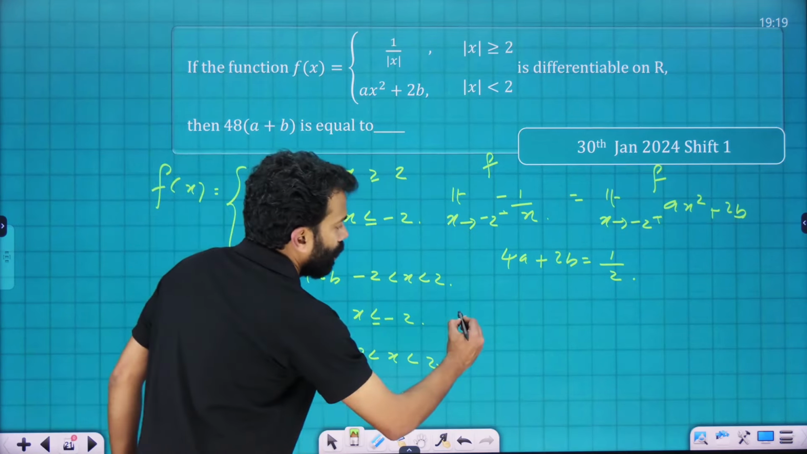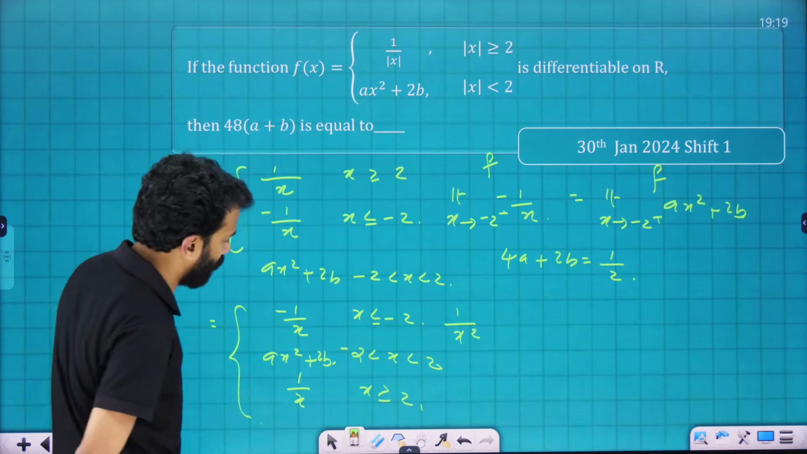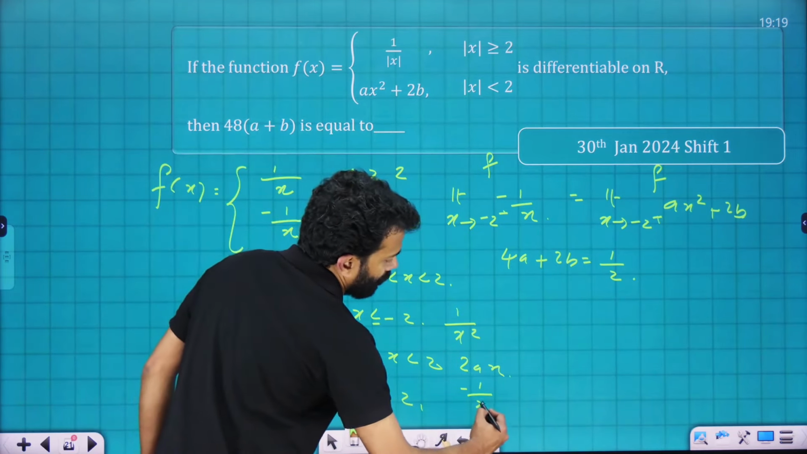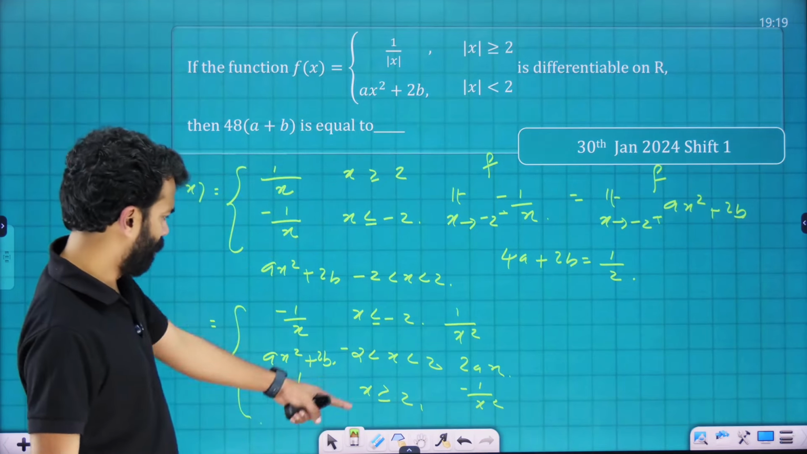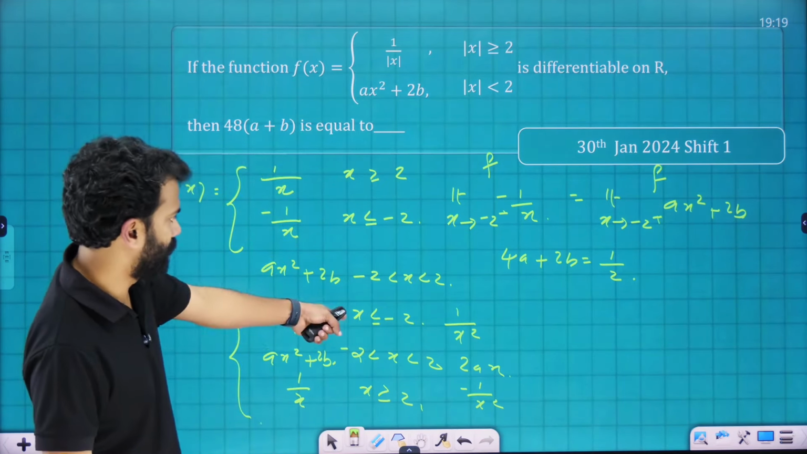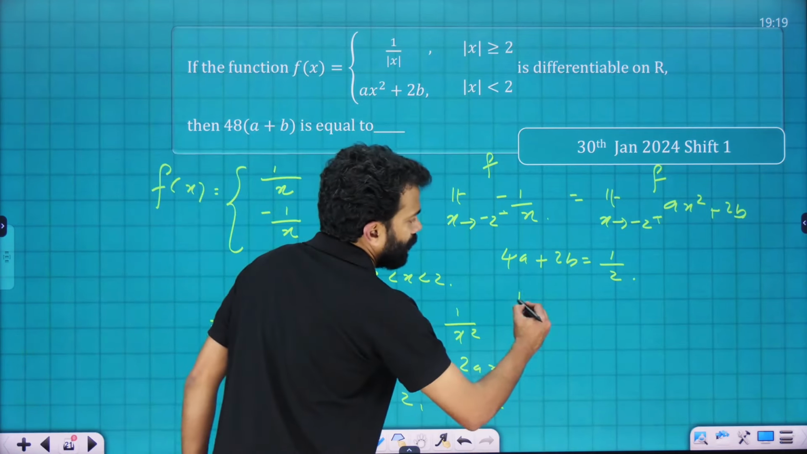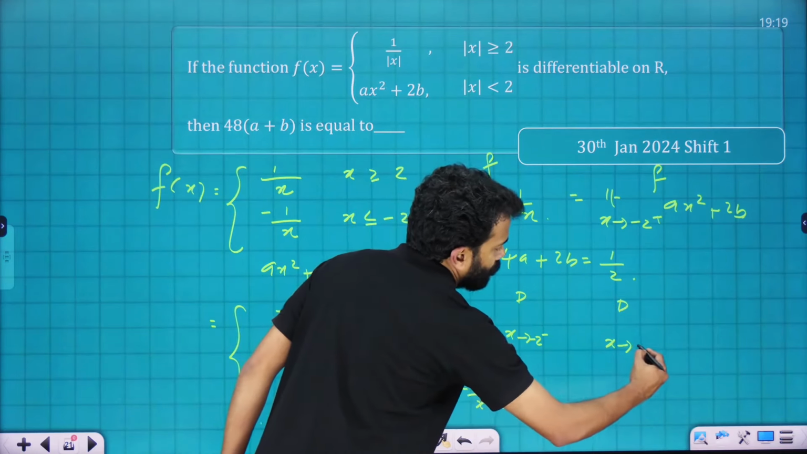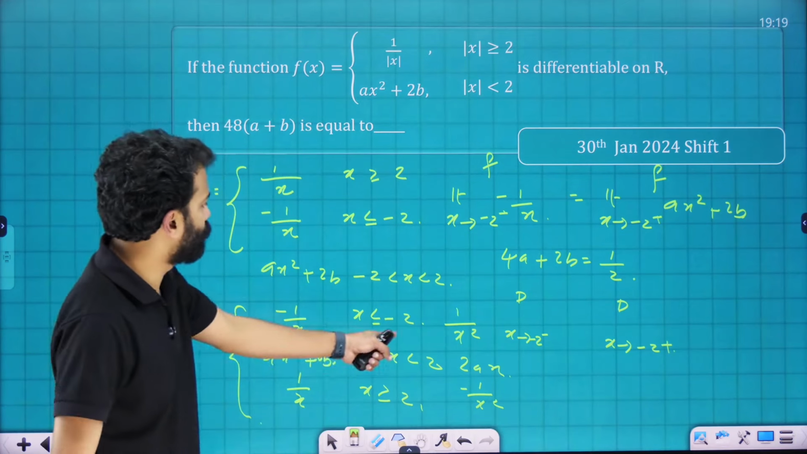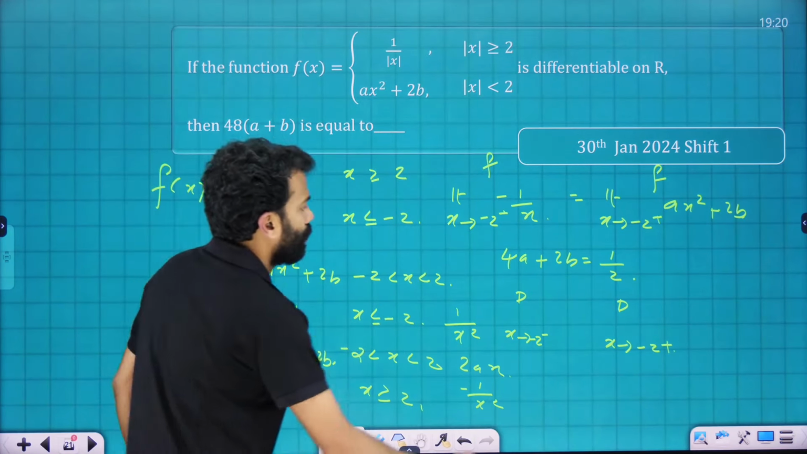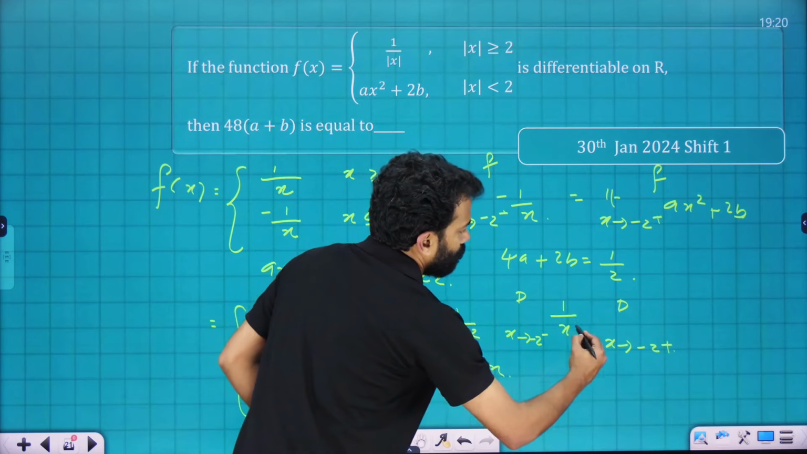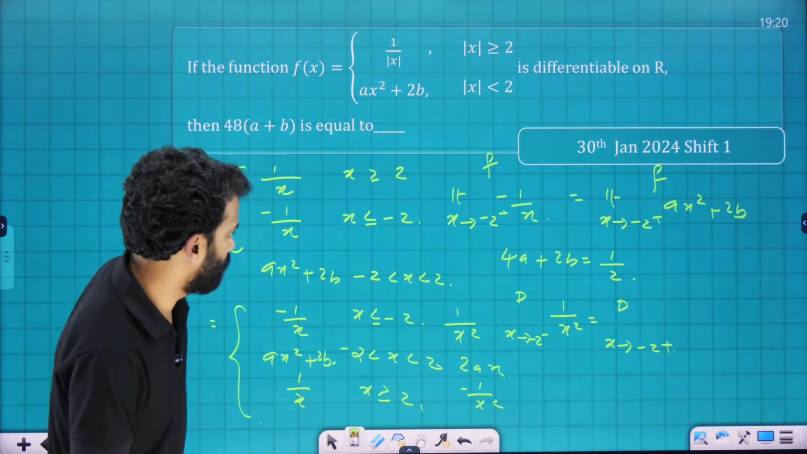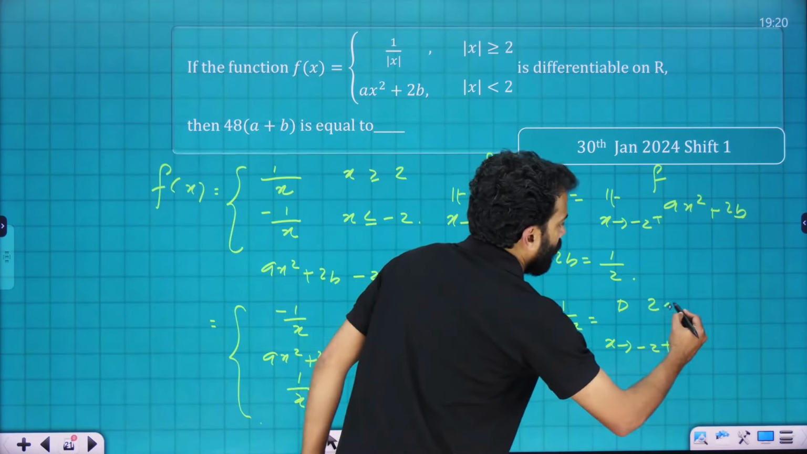After differentiation, it will be 1 by x square, this will be 2ax, and this will be minus 1 by x square. So the left hand derivative should be equal to the right hand derivative at x equal to minus 2. Therefore, the derivative at x tends to minus 2 minus, that is 1 by x square, is equal to the derivative at minus 2 plus, and minus 2 plus means 2ax.